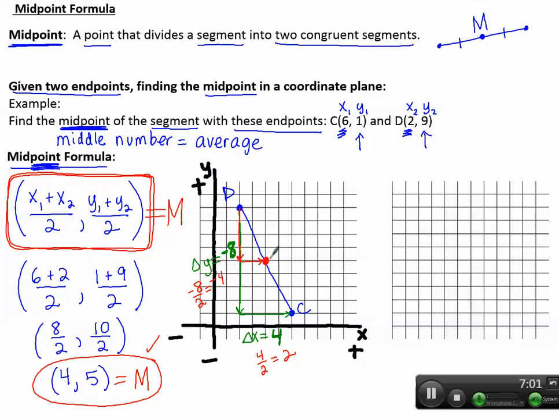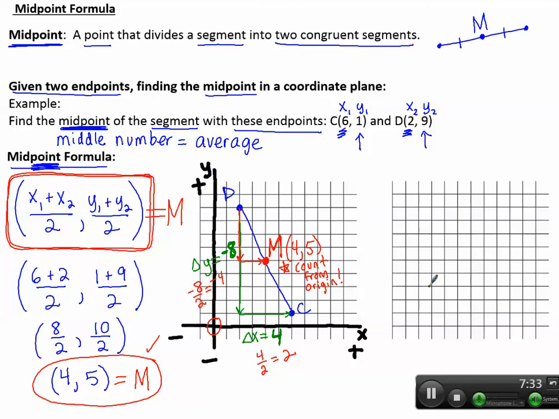Now I just have to figure out what the coordinates are. First, I'm going to label this M, capital M for midpoint, and then count from the origin. From here, 1, 2, 3, 4, and 1, 2, 3, 4, 5. The midpoint is (4, 5). Maybe make yourself a note that we count from the origin to find that final answer. Notice we got the same point that we did when we used the formula.